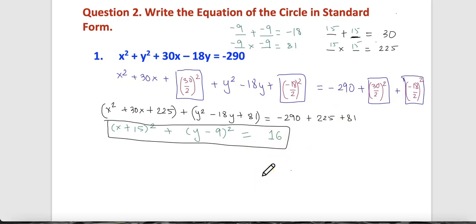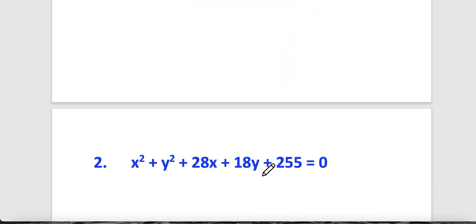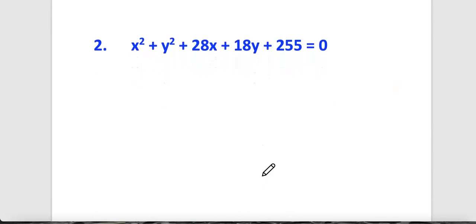All right, so let's do one more problem just to practice it. Another question is this one: x square plus y square plus 28x plus 18y plus 255 equal to 0. Again, I'm trying to write my answer in this form, x minus h square plus y minus k square is equal to r square. So let's try to separate the variables.